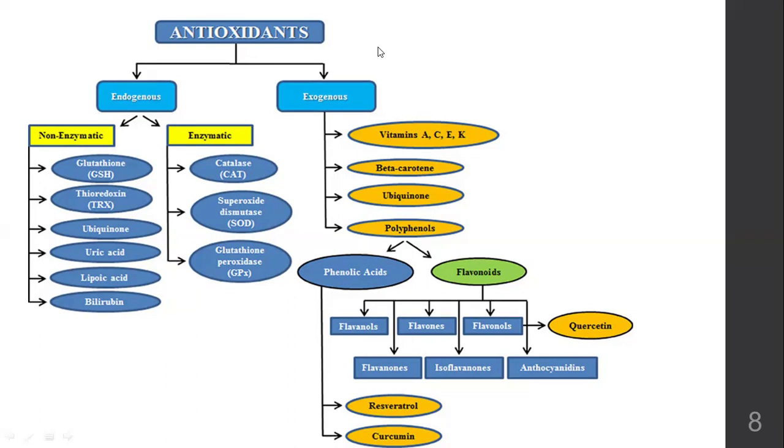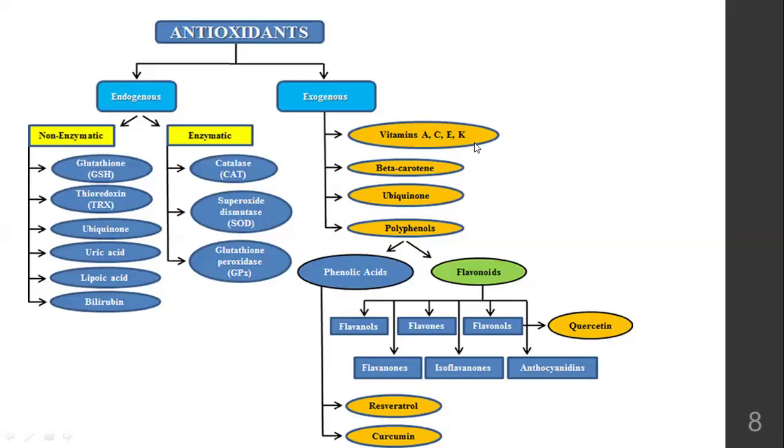Resveratrol is present in red grapes. Curcumin is present in turmeric. Everyone knows that. Flavonoids are present in tea. Isoflavonoids. Anthocyanins and cyanidins are present in fruits and vegetables, colorful fruits and vegetables, pepper. So this is the classification of antioxidants.